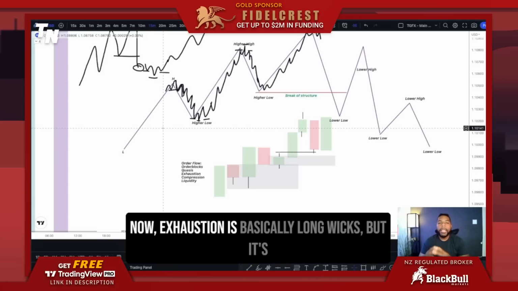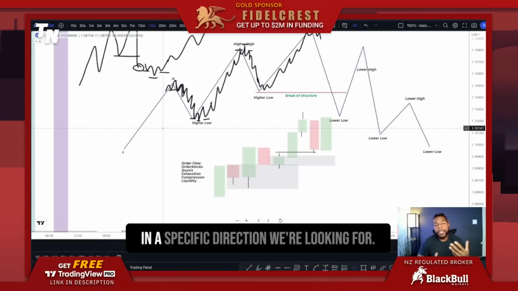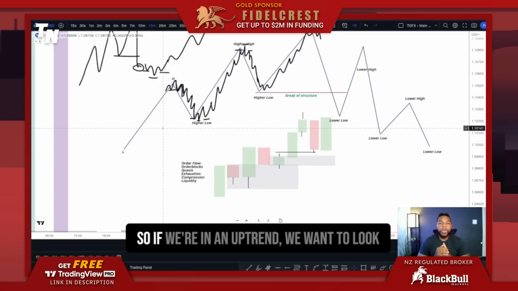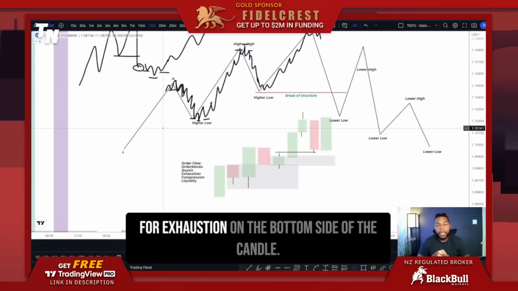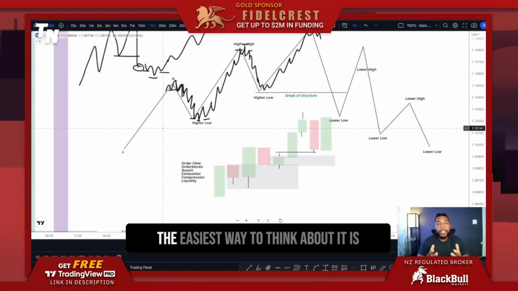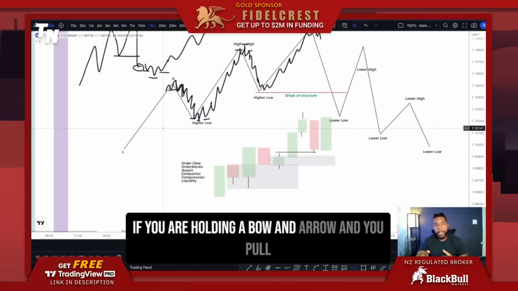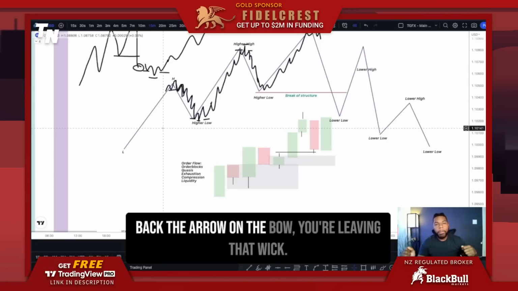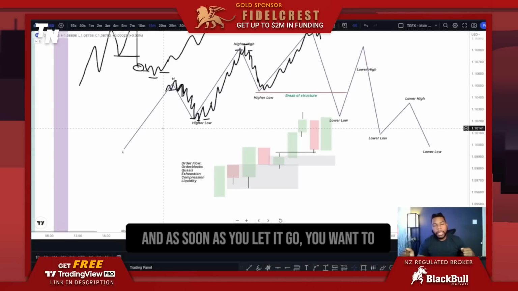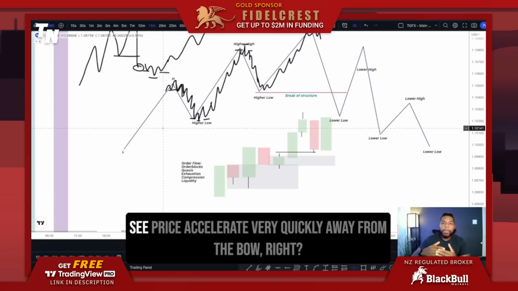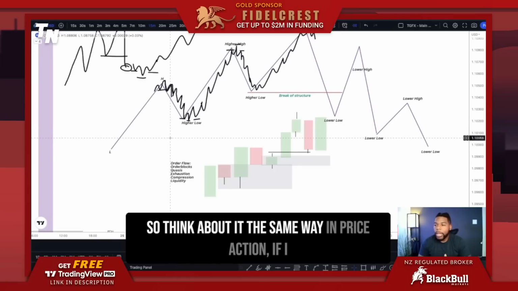Now, exhaustion is basically long wicks, but it's in a specific direction we're looking for. So if we're in an uptrend, we want to look for exhaustion on the bottom side of the candle. The easiest way to think about it is a bow and arrow, right? If you pull back the arrow on the bow, you're leaving that wick. And as soon as you let it go, you want to see price accelerate very quickly away from the bow, right? So think about it the same way in price action.